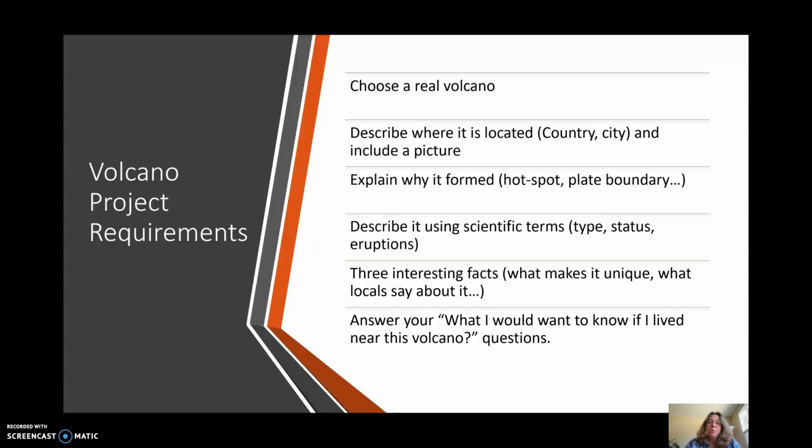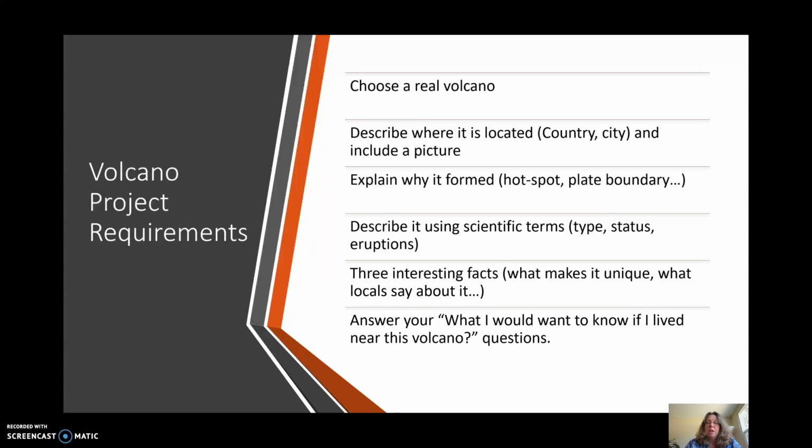Explain why it formed. Is it over a hot spot? Is it at a plate boundary? Find out why it's there. Describe it using scientific terms, those terms that we learned. If you've forgotten some of them, you can always go back to the presentation.